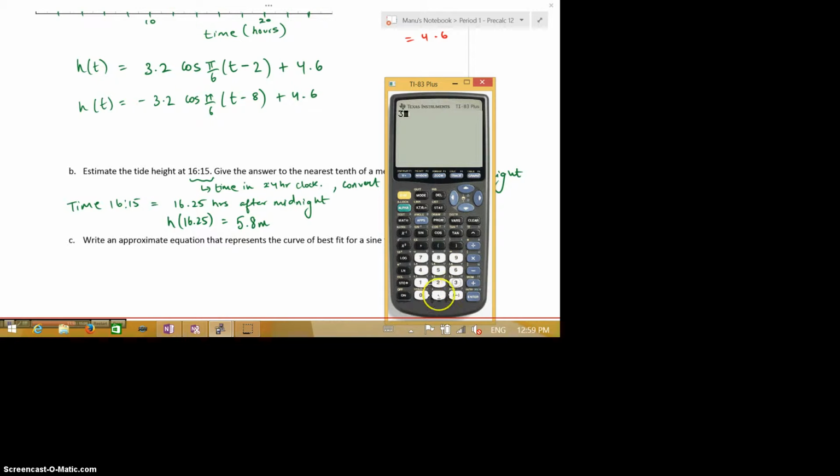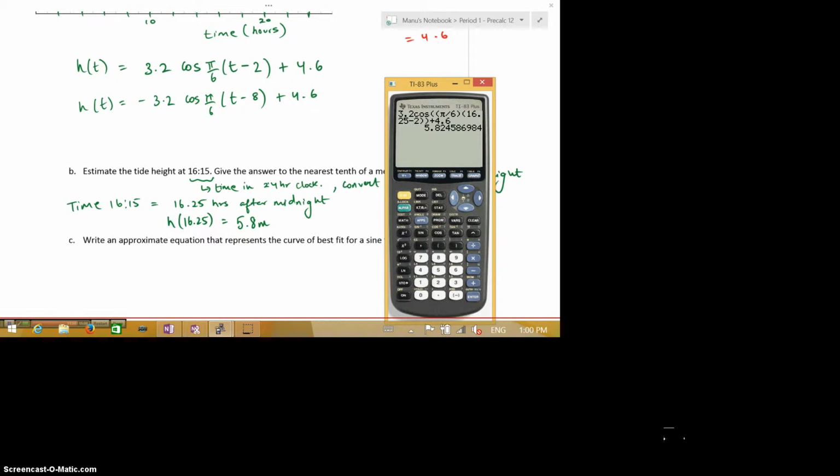So 3.2 cosine of brackets, another brackets for pi over 6, that bracket close, another bracket for t is 16.25 minus 2, bracket close, and then plus 4.6. Okay, 5.824. The nearest tenth of a meter is what it wants us to round to. So 5.8 meters is going to be the height after 16.25 hours.